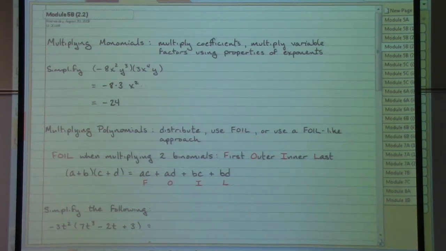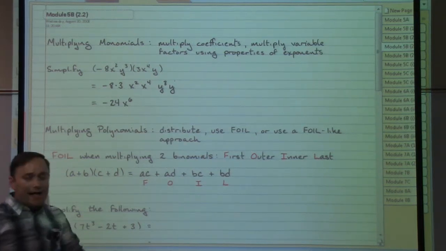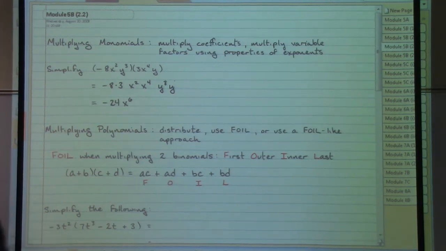Well, our x stuff, x squared times x to the power of 4, means that from our rules of exponents, our properties of exponents, we're going to add those powers together so that we would have x with a power of 6. And then, in fact, that same rule for our y business, y to the power of 3 times y, remembering that the y has a power of 1, we add the power of 3 to the power of 1, and in our final answer, y has a power of 4.